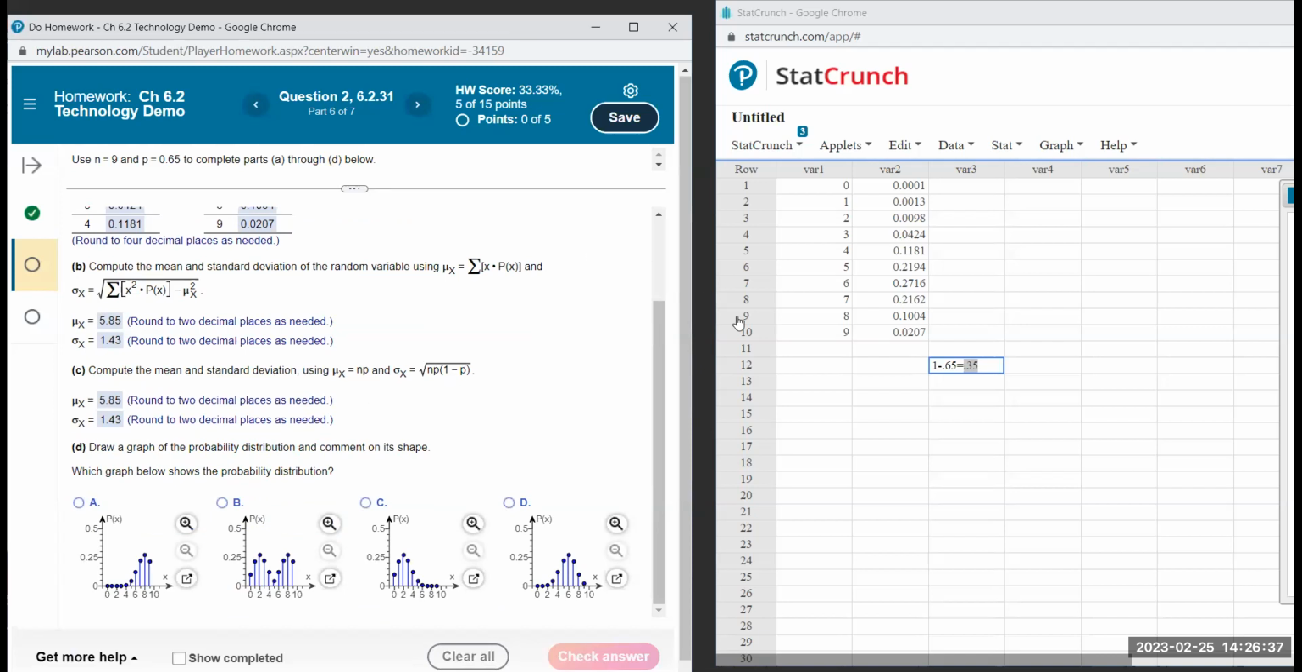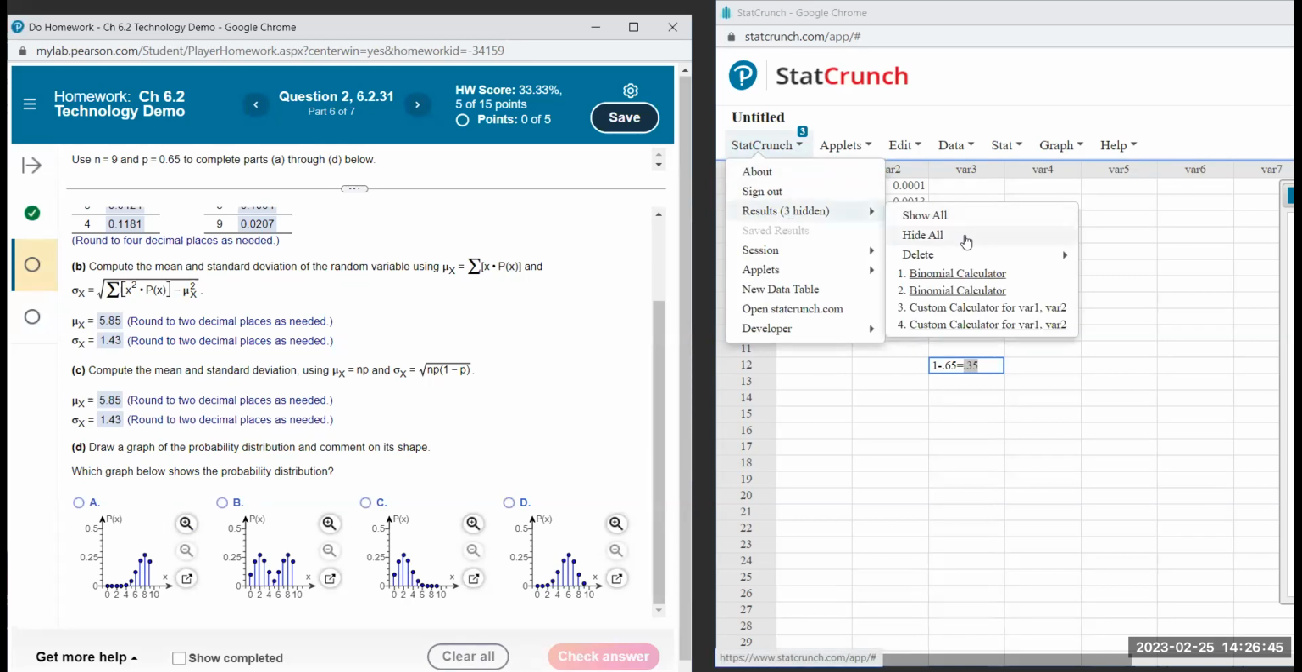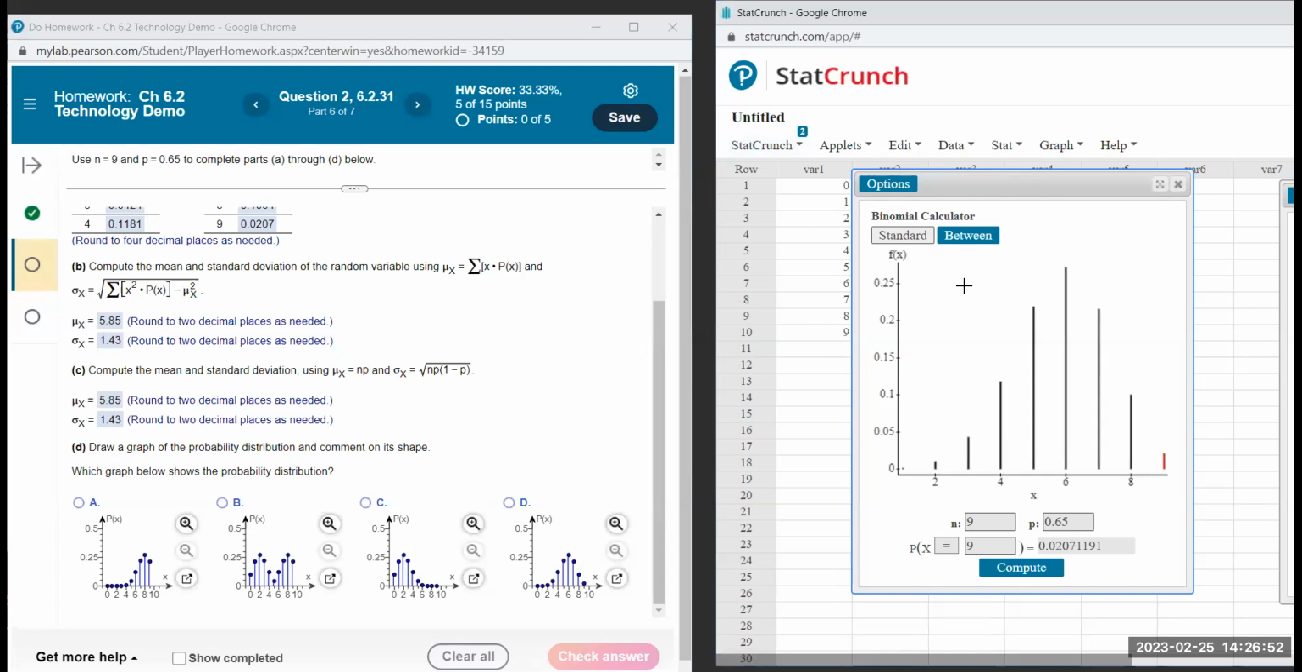And then now draw the graph of the probability distribution. Do you remember what yours was? If not, remember how if you closed it, it should be over here in StatCrunch, results 3 hidden. So here's my binomial calculator. I did it twice, but let's just click on one of them. So here it is again. So I'm just matching the diagram.